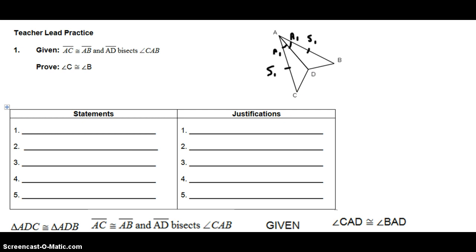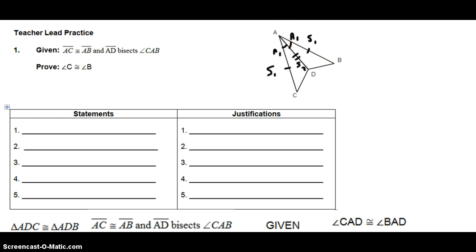Now, before I set off into proof, I want to find that third thing. We always need three things, and I know that this middle part is going to be reflexive, and so I can call that my side 2. That's both part of the triangle on the left, triangle ADC, and part of the triangle on the right.